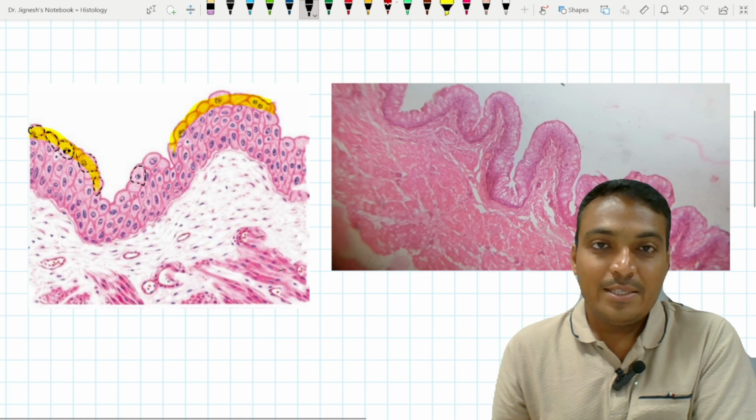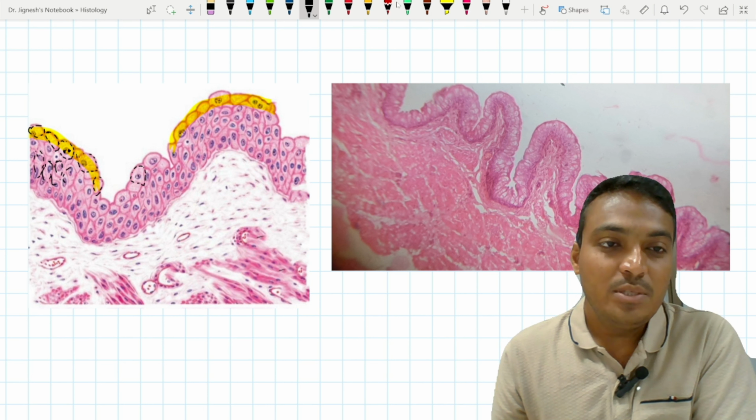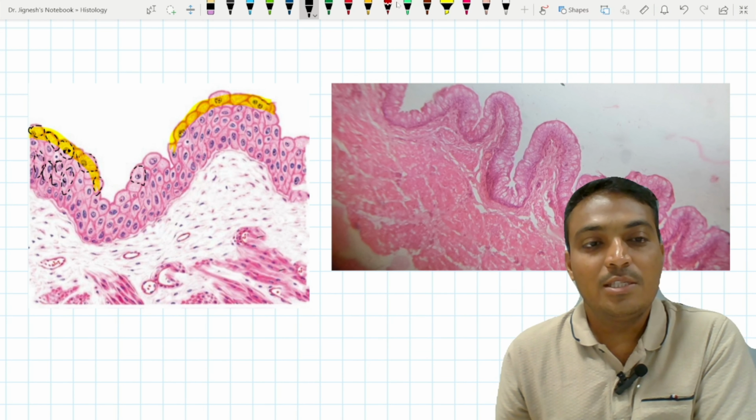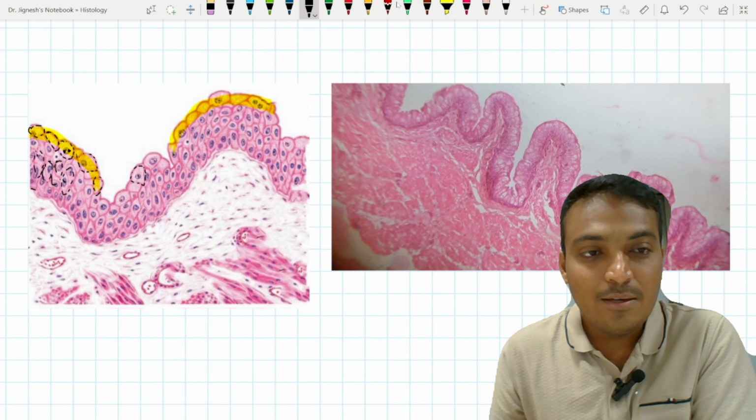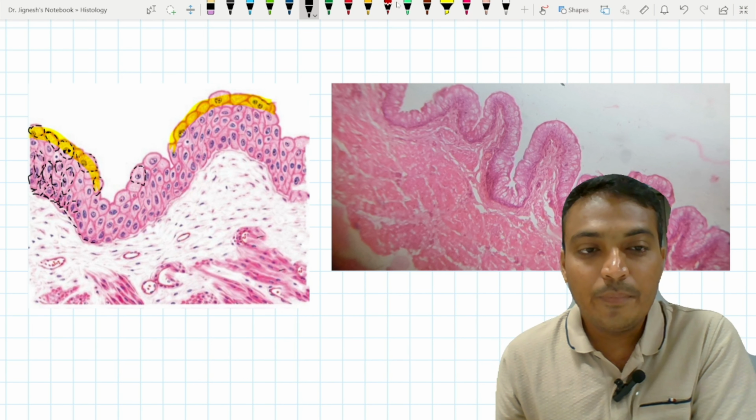Just below the umbrella cells, we find that columnar type cells are present, and these cells are the intermediate layer of the transitional epithelium, while the basal layer cells are the rounded cells. They are present at the base of the transitional epithelium. They rest on the basement membrane.